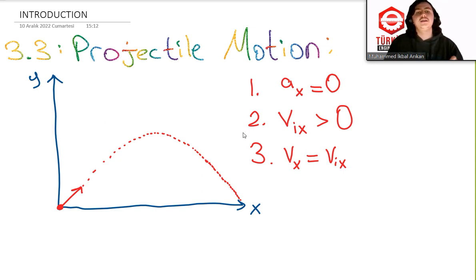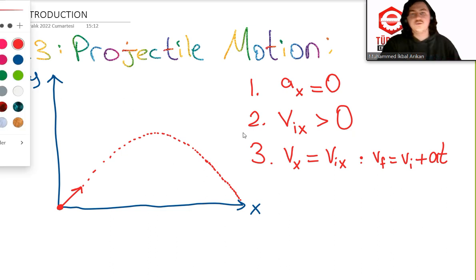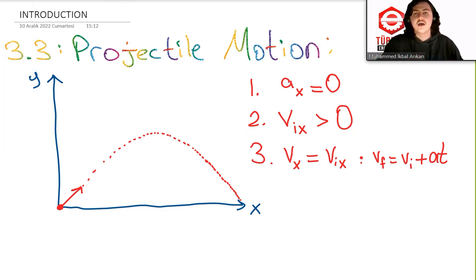Why? It is coming from our rule from the previous videos. As we said, for the kinematics equations, v final is equal to v initial plus acceleration times time. As you see here, since there is no acceleration in the x-axis, this one will be equal to 0, so v final will be just equal to the initial velocity. It is coming from there.